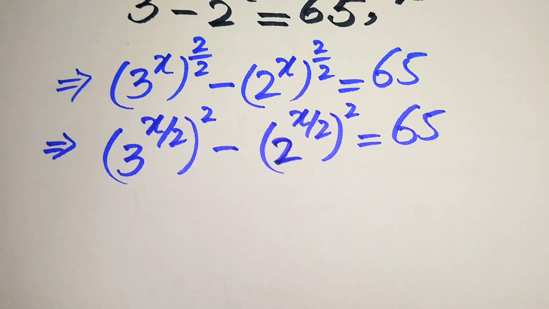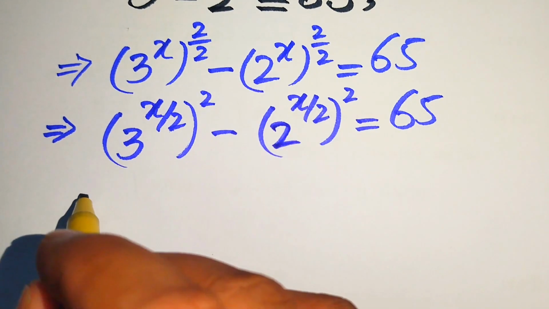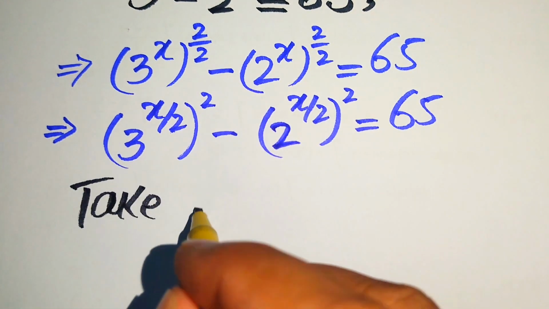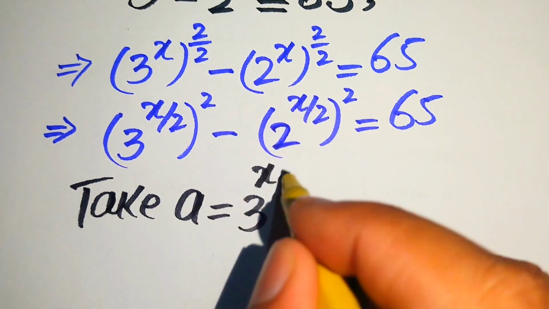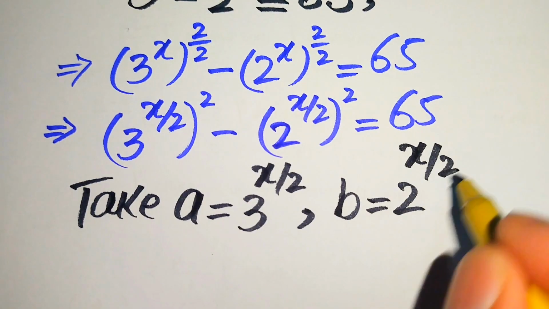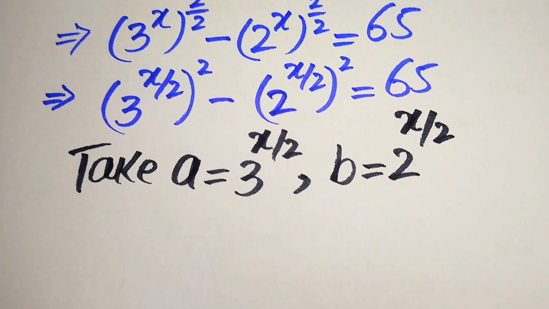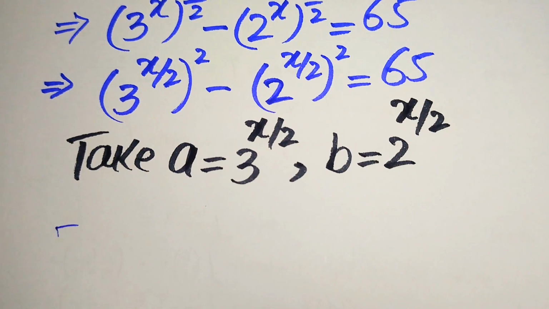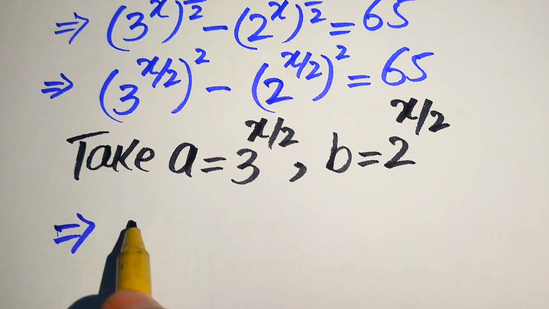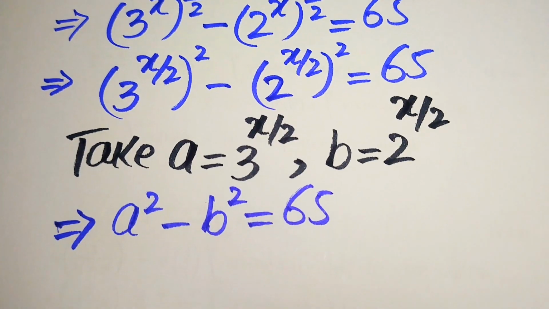Here we make a little substitution, converting this exponential equation into a simple polynomial form of two variables. We take a equals 3 to the power of x over 2, and b equals 2 to the power of x over 2. Substituting both values into the above equation, we get a squared minus b squared equals 65.